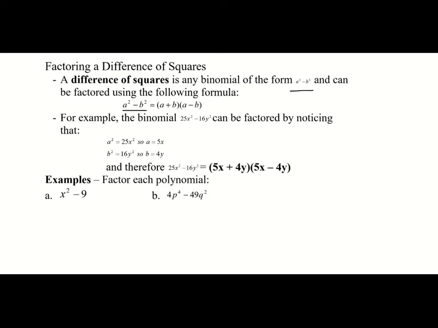So if we take a look, you can see the example they did here. We're going to look down here. We have x squared minus 9. I have two terms here. I have subtraction. X squared is a perfect square and 9 is a perfect square. The square root of x squared is x. So here I'm just going to write out my a will be x. My b, the square root of 9 is 3. So when I go to factor it, it's going to factor into x plus 3 times x minus 3. And that's all you have to do there.